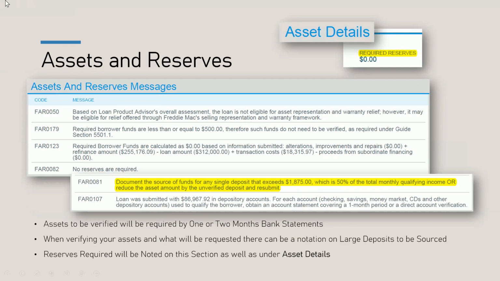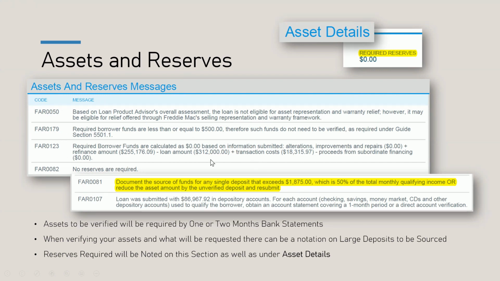Assets and reserves. So of course, it'll read what we need in assets and reserves. On the, I think it's the bottom first page. I did not put a full page here. Under asset details, it'll actually be very clear on the amount of reserves required. But under the message, you will see that it'll let you know if there is a requirement for reserves or not.